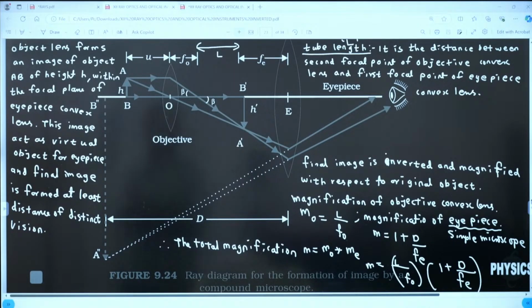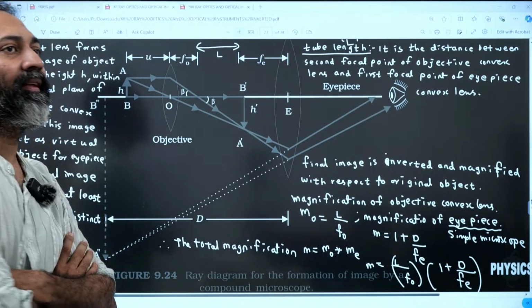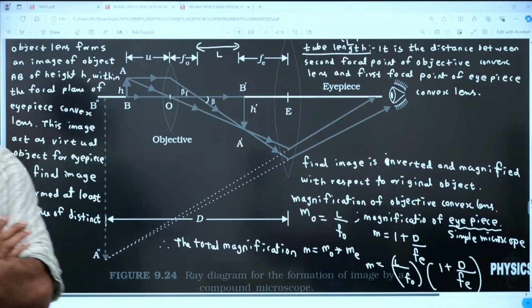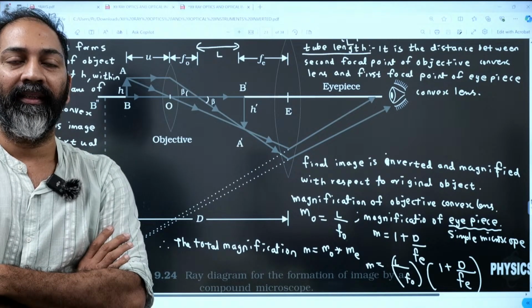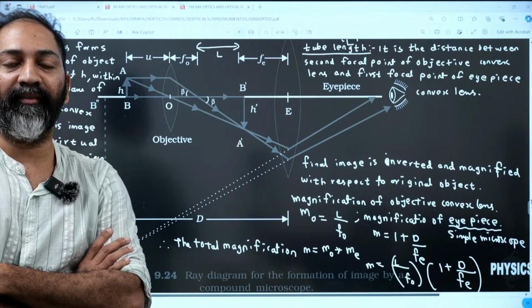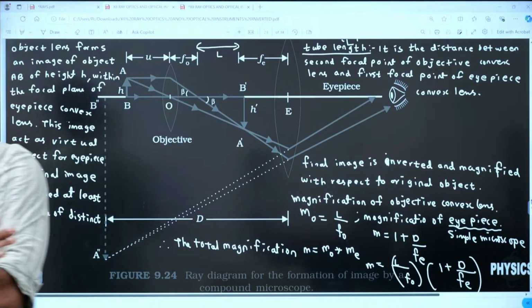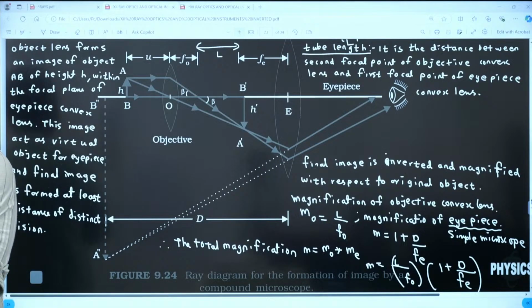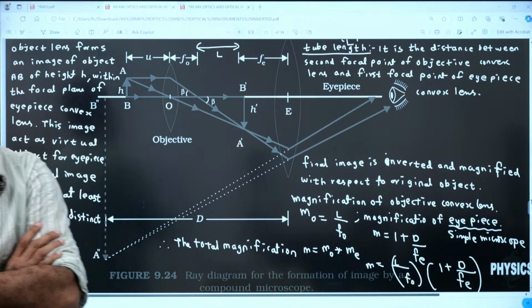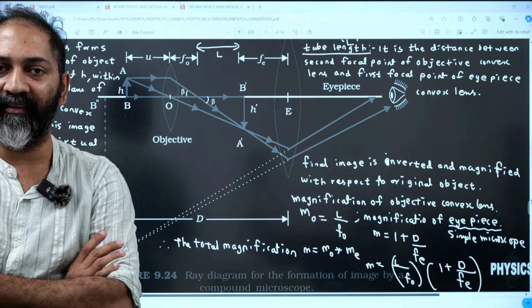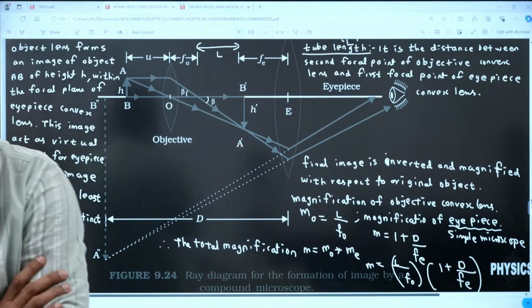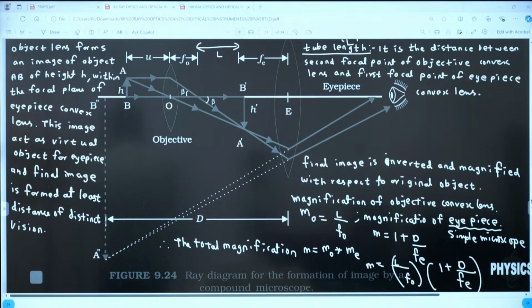For simple microscope and compound microscope, the things you must study are, first of all, the diagram, then simply by heart the equation for magnification. That is more than enough, because for the exam you can expect a question: draw a neat diagram of a compound microscope. What is the equation for its magnification? Or you can expect a problem. Don't expect a theory question, either diagram or problem. Done.